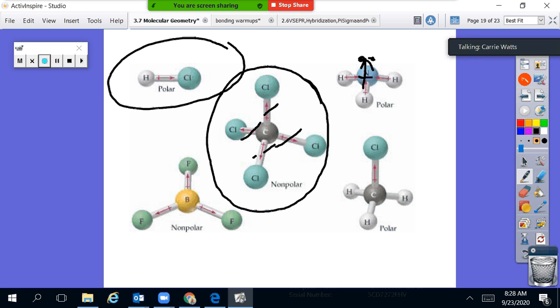Okay, and obviously this is polar. This chlorine is drawing a big dipole towards it, being more electronegative than the hydrogen and the carbon. And then we just talked about a trigonal planar with equal and opposite forces canceling each other out.